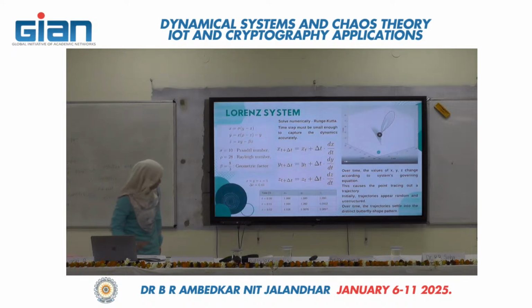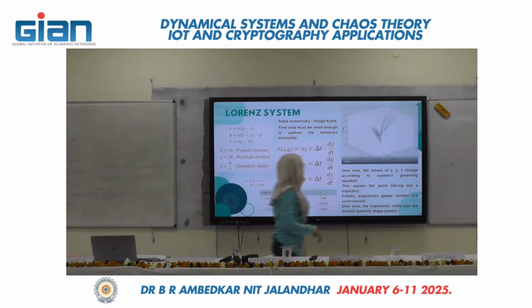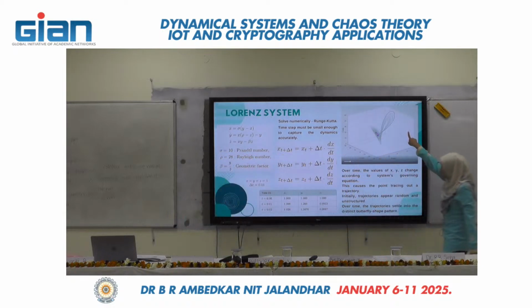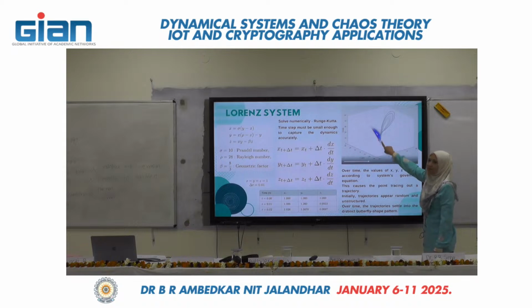Okay, so if you can see, over time the values of x, y, z will change according to the system. At first, it looked very nice, and then it appeared random, and then it goes unpredictable. So you see now they are entering unpredictable and random behavior. They will go here and there randomly.